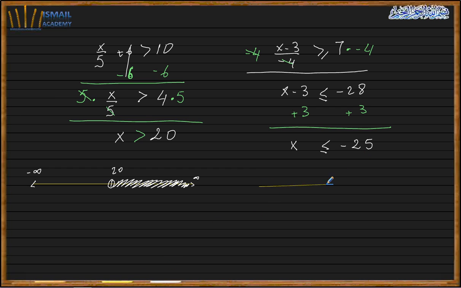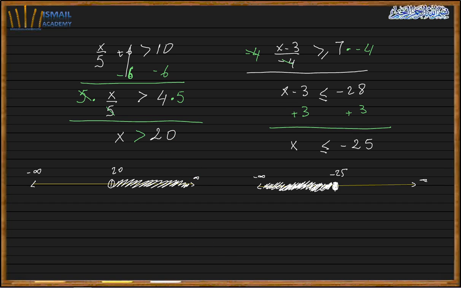So in my number line, I just find out the location of minus 25, so it's a full circle because it's equal. X is less than minus 25. As you notice, I always read from the variable. So in that case, I know, for example, here x is less than minus 25. Less than is always on the left, so I shade the left. So here x is greater than 25. Greater is on the right, so I shade the right.